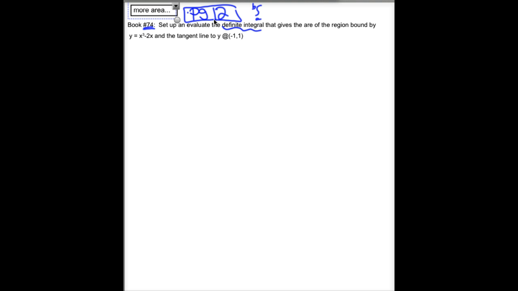So we're going to set up an integral that'll give us the area of the region bound by a cubic and a tangent line to the cubic. Let's pretend we don't have a calculator first, and then we'll go to the calculator.